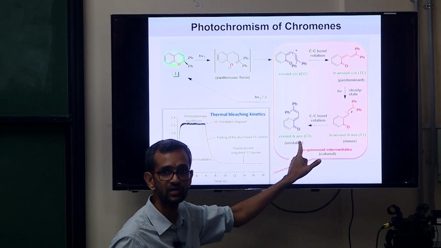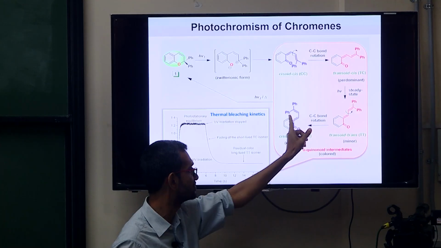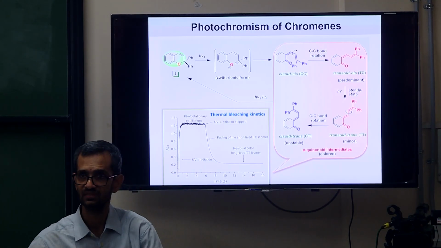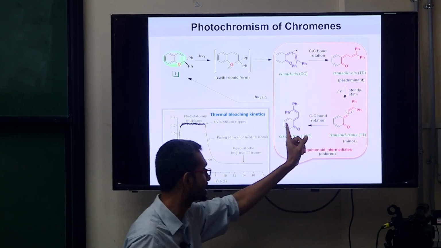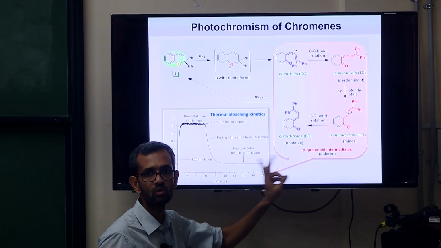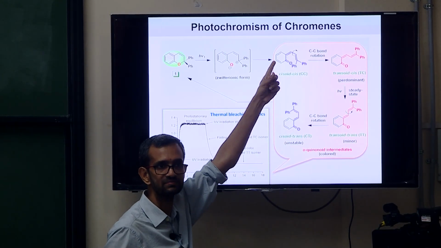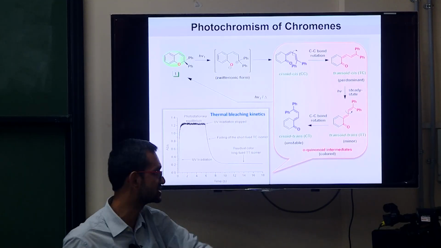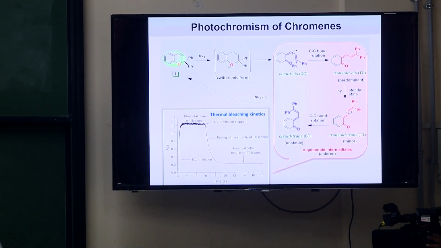This species, if you look at, has the phenyls attached to them. This one will face a hindrance with the hydrogen. So they will not be able to stay in this form. Immediately they would come back to this form or that form. It would remain in these two forms. So what are the two short-lived species? This and that. What are the long-lived species? This and this. So the color is mainly due to these two isomers in the solution.